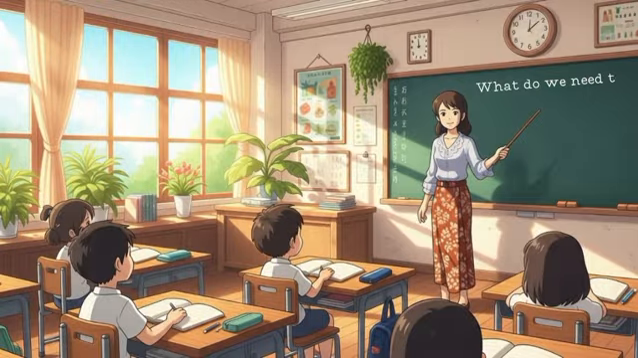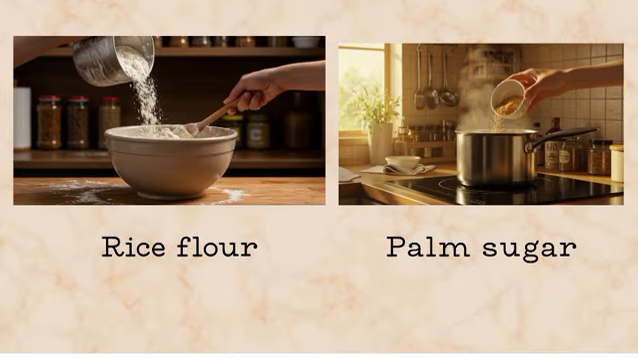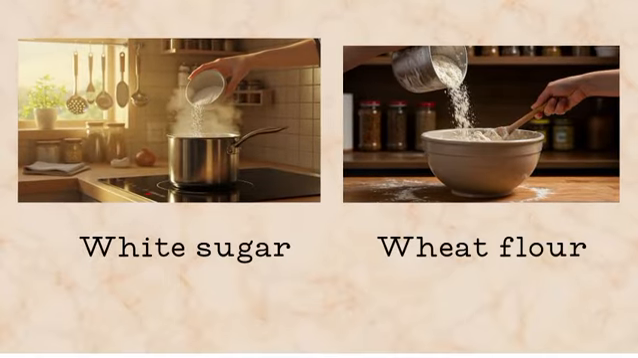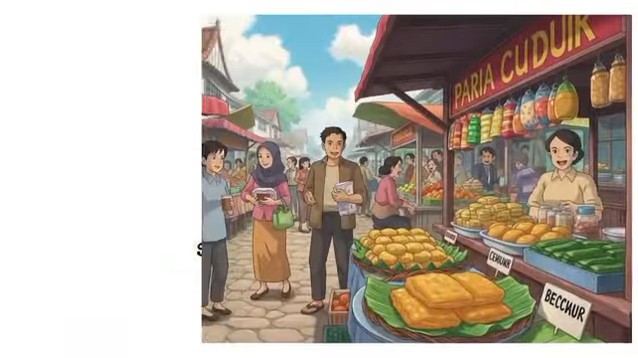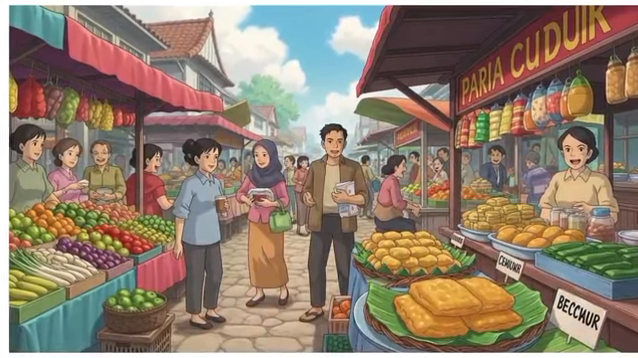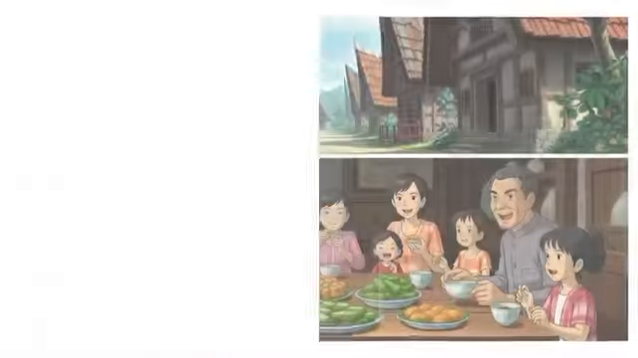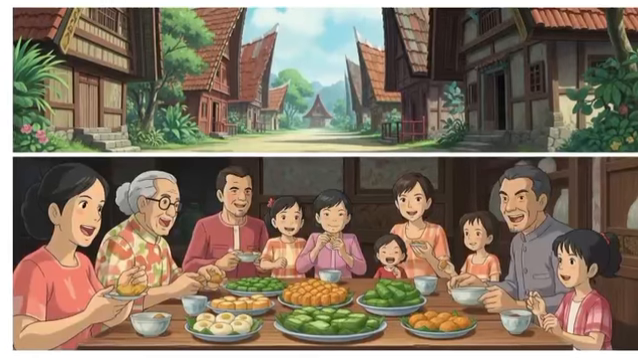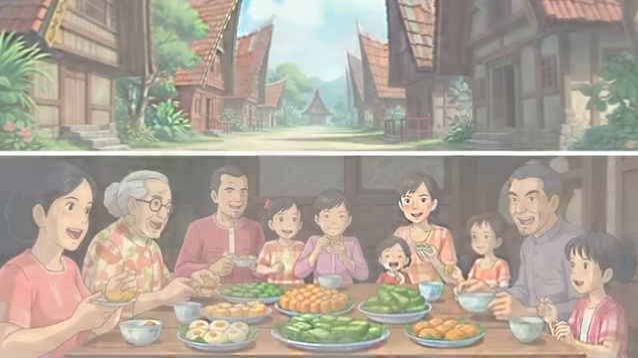Now let's think together to make kue cucur. What ingredients do we need? Maybe rice flour, yes, good start. What else? Palm sugar, good, white sugar, of course, wheat flour, completed. These ingredients are very simple, but mixed together they make a delicious traditional snack. Are you ready to learn how to process the lessons? Let's move on to the next step.